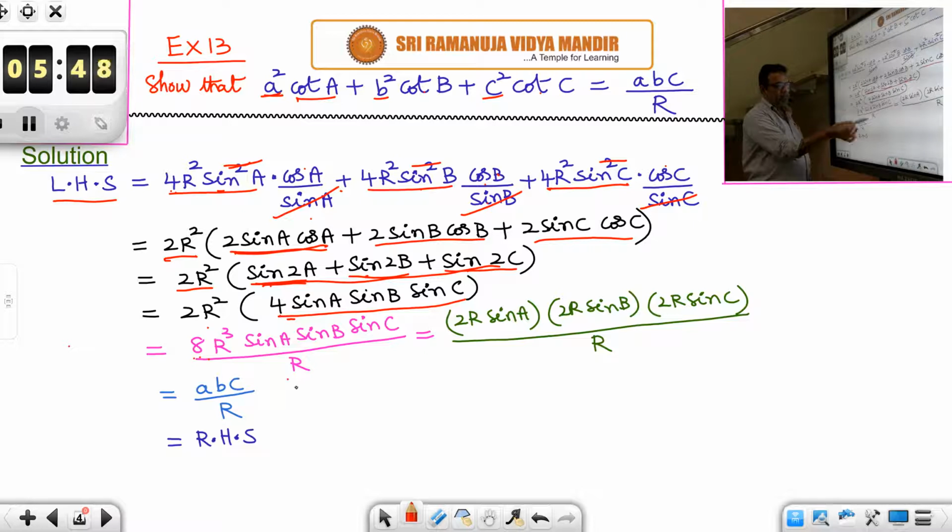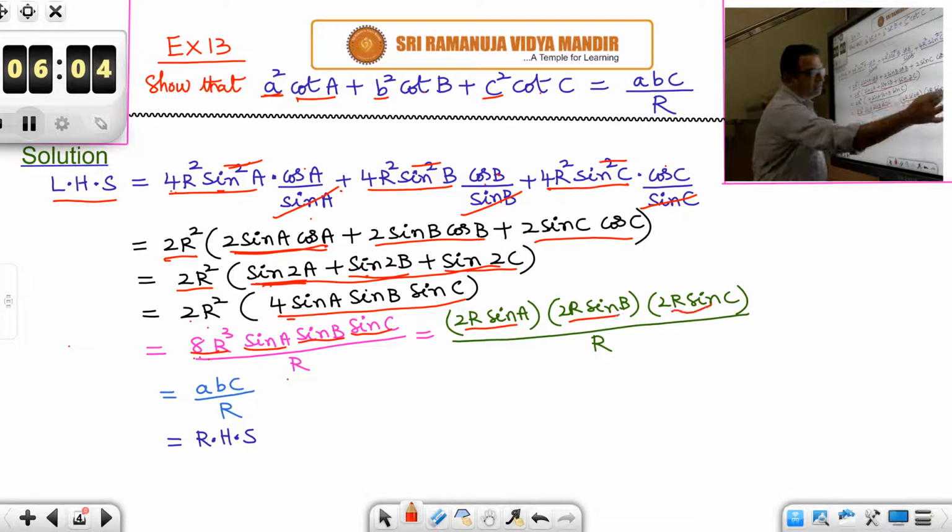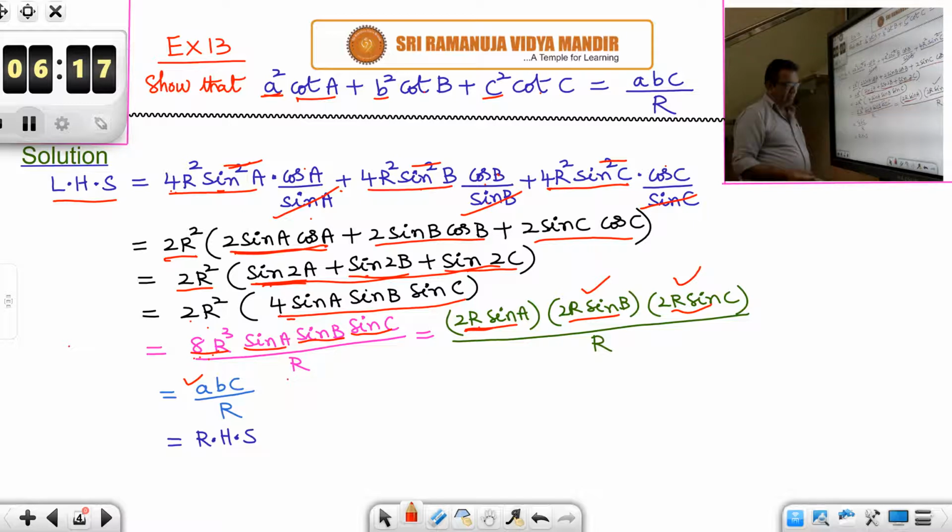multiplied by another r and divided by r, so that numerator becomes r cube. So that 8r cube is nothing but 2r into 2r into 2r. One 2r I give to sin A, one another 2r to sin B, another 2r to sin C. I distribute it. So that according to sine rule, 2r sin A is nothing but small a, because a by sin A is equal to 2r. So 2r sin A is small a, and this is small b, and that is small c. Denominator is capital R. So abc by R means it is right hand side. Okay. Let us see the next example.